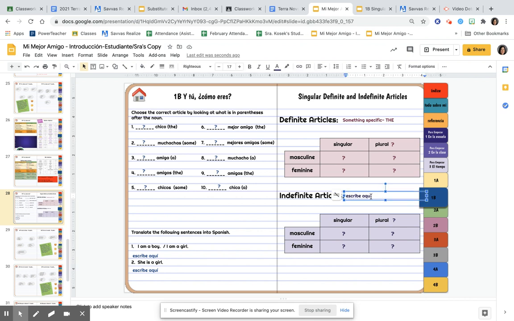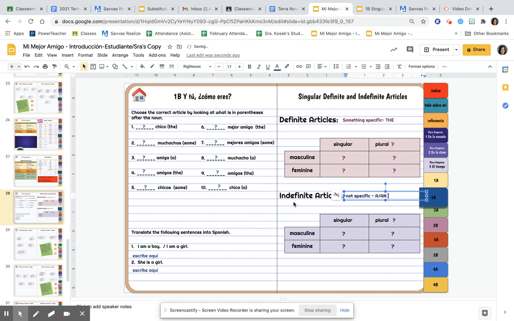Indefinite is different, and it sounds exactly like what it is. It's indefinite. It's basically not specific. And in English, it has a couple of different meanings. In the singular form, it can mean a or an. Give me a piece of paper. Give me an apple.